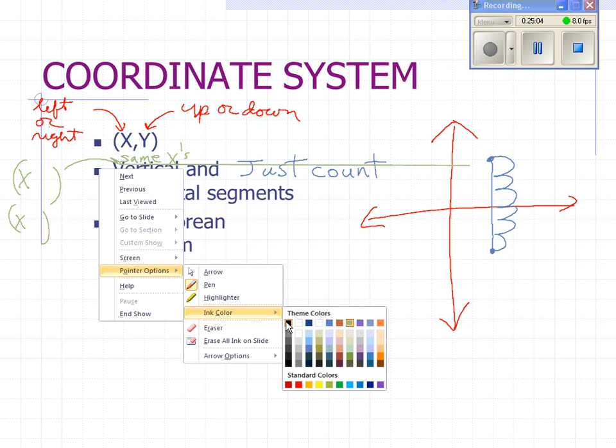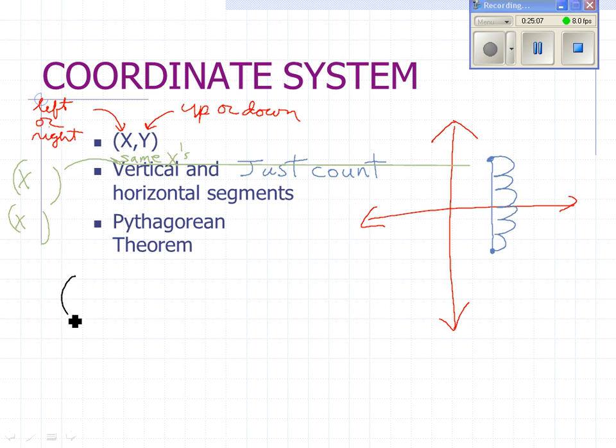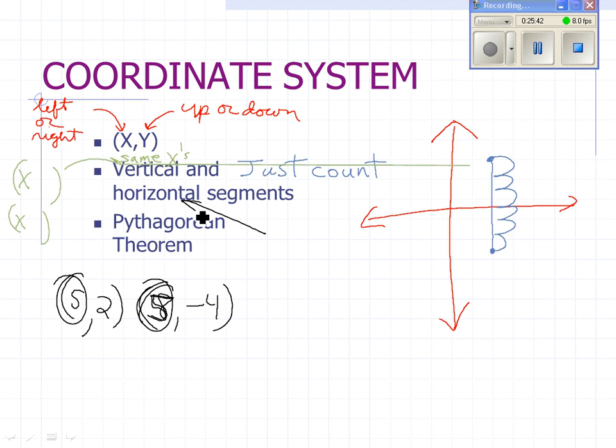So you might have 2 points like this: 5, 2 and 5, -4. Your x's are the same. I was thinking 5, and I wrote the wrong thing. All you really got to do to find the length of this segment without graphing it is count from 2 to -4. So if you pick out that those x's are the same, then you don't have to use the distance formula.